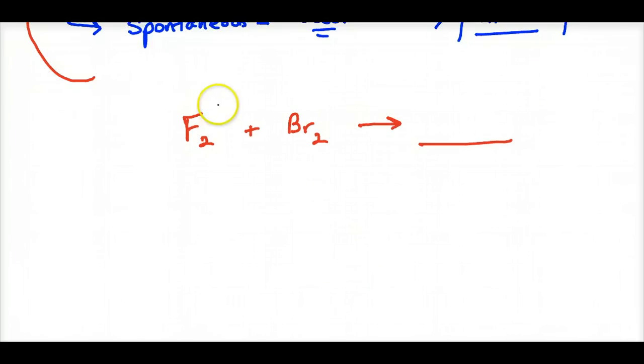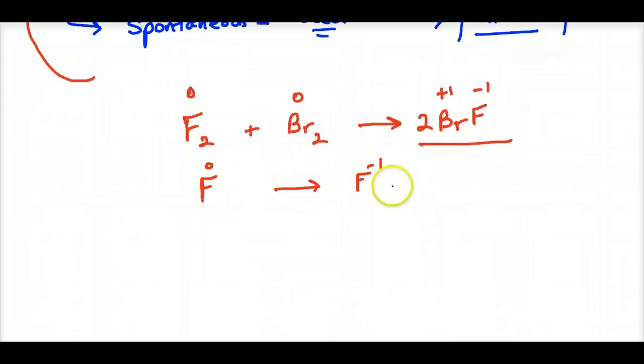Well, think with me, both of these are zero. To make a compound, doesn't one have to become positive and one have to become negative? Which one becomes positive, which one becomes negative? Well, the way that I drew it, this Br is going to be plus 1. This F is going to be negative 1. And if I balance this, now it's happy. F0 goes to F negative 1 by where the electron goes so that both sides have the same charge. It would have to go here.